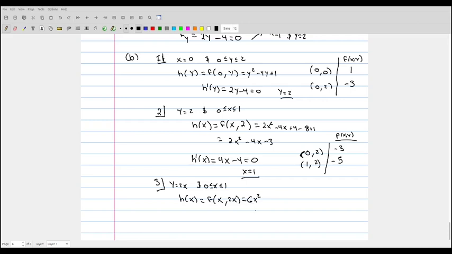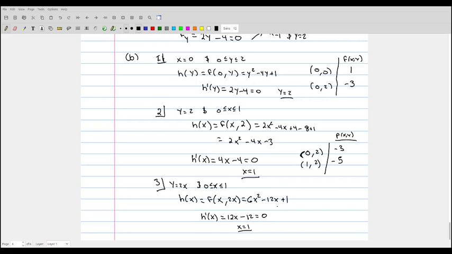minus 12x plus 1. Because this is a polynomial in x, there are no critical points of type 2, only critical points of type 1, and taking the derivative of this function gives us 12x minus 12 equals 0, or x is equal to 1 again.